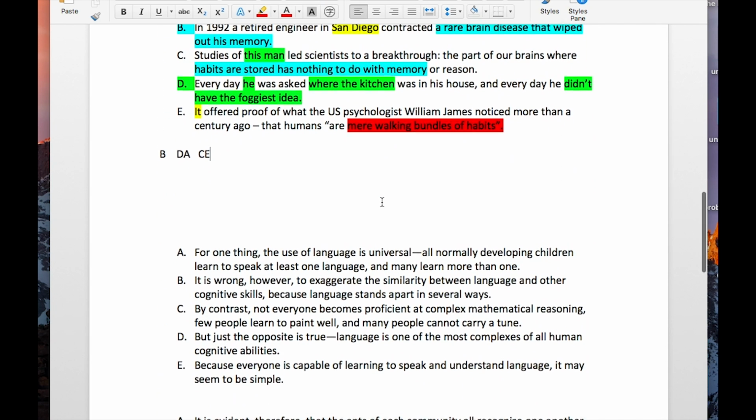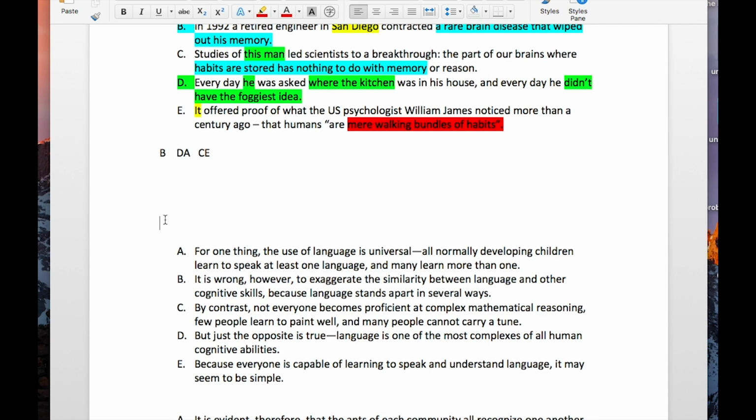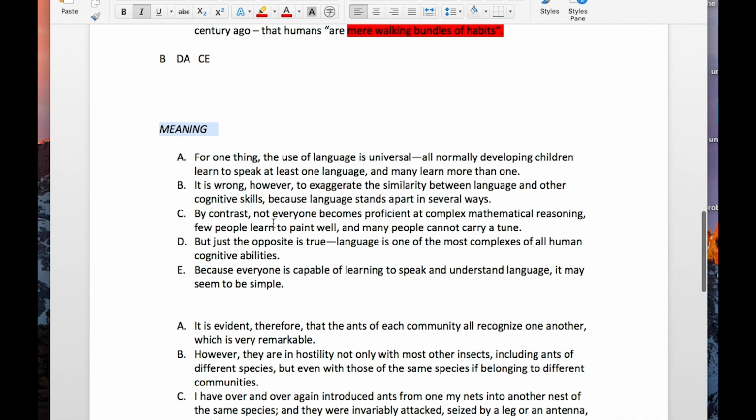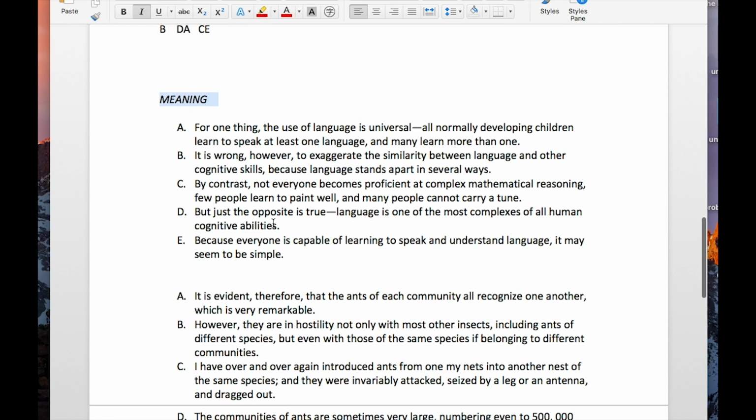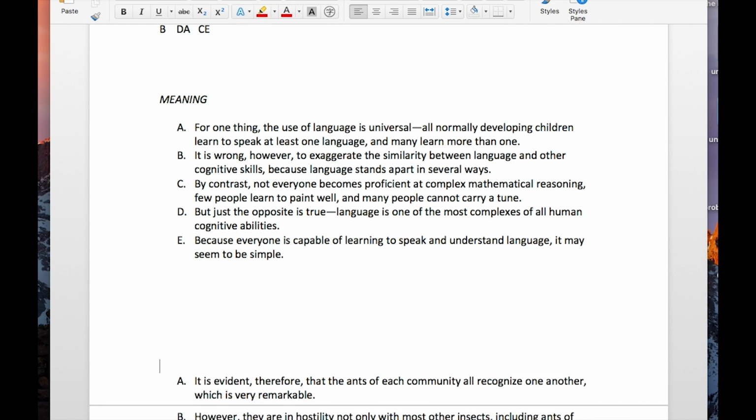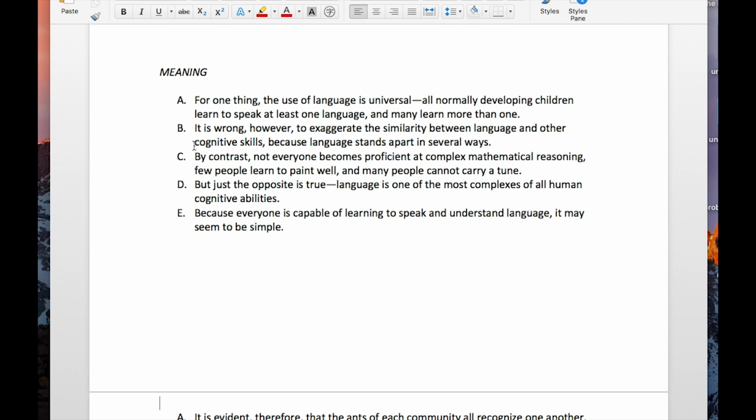Now continue to do the other method. This method is about how we use the meaning. Okay, so the meaning method. In here, first of all, again, we need to read the whole passage. Okay, so we're going to read the entire passage. So first of all, we need to decide this one is something difficult. So when we read the passage, for one thing, the use of language is universal.